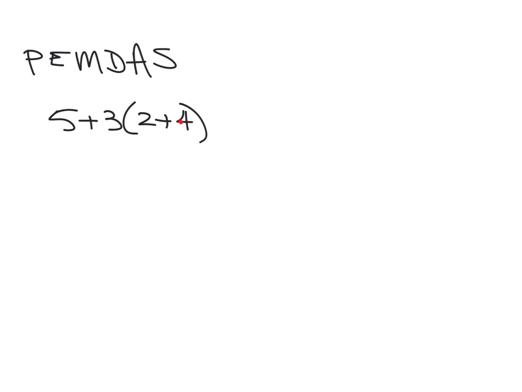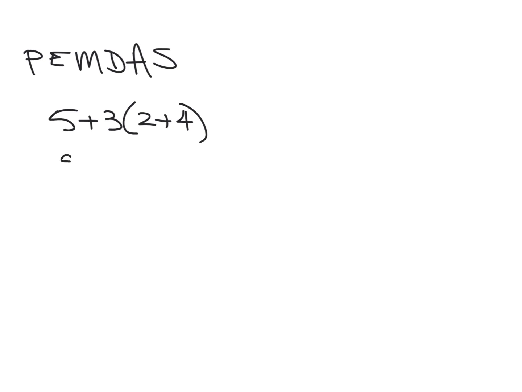If I did 2 plus 4 first and got 6, times 3 is 18, plus 5, I get 23. So see how I get two different answers depending on what order I solve the problem. Therefore, they came up with some rules that everybody follows so that everybody gets the same answer when they look at this. The order of operations says you do what's inside the parentheses first, if you can. If you can't, you go to the next step. So do what's in the parentheses first.